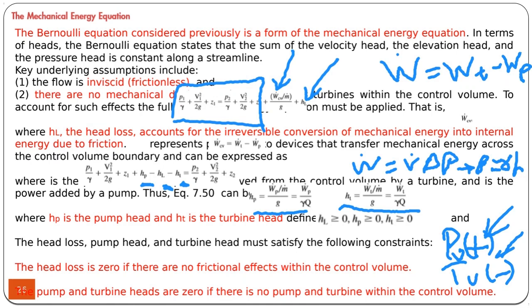And because they are on the left-hand side, they should all be greater than 0. Otherwise, you cannot write it as it's written here. If you collect everything on the left-hand side, the pump power, pump head, the loss head, and the turbine head must all be positive. Of course, they have their signs in the front. So mathematically, they should all be positive figures. But of course, in the calculation, you use a plus sign with pump, minus sign for loss, and minus sign for turbine.